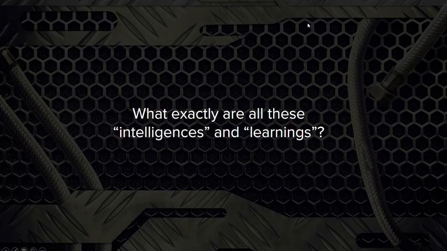Okay, so we know what embodiment is now. So what exactly are all these intelligences and learnings? What's deep learning, machine intelligence, artificial general intelligence, deep reinforcement learning? What is this? So, okay, I was trying to understand this myself and put everything into context. So I thought I'd draw a diagram and share that with you today.